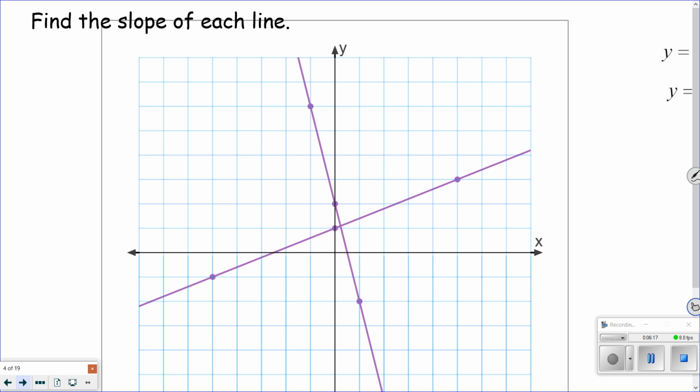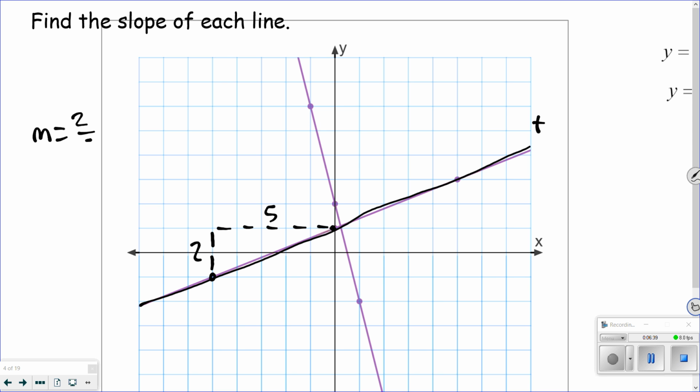Okay, so I'm going to start with this first line. I'm looking at it from left to right. That line is increasing, so I automatically know it's positive slope. I've got 3 points on there, and I'm just going to pick 2 of them, from there to there. So measure your vertical change. It's going up 2. Horizontal change: it's going over 5. So the slope of that line would be positive 2 over positive 5, or positive 2/5.